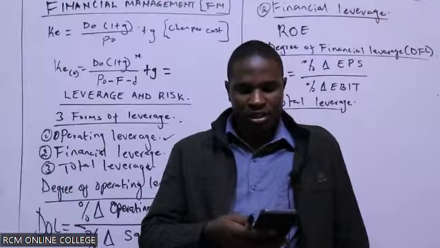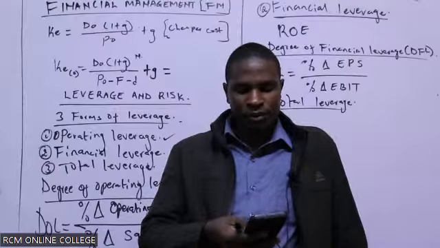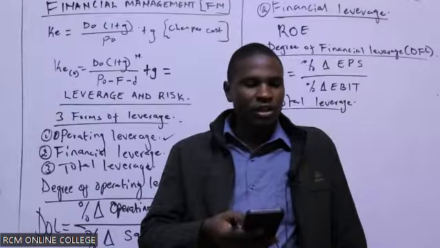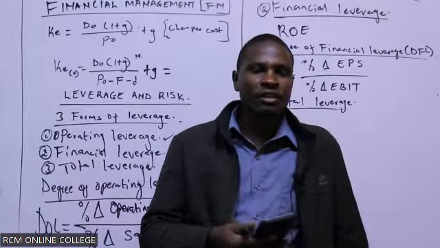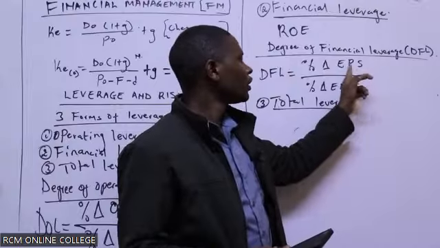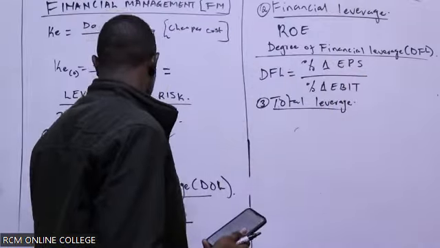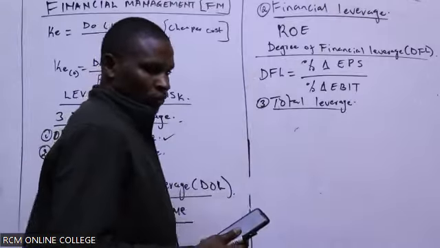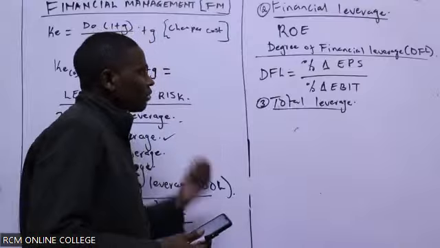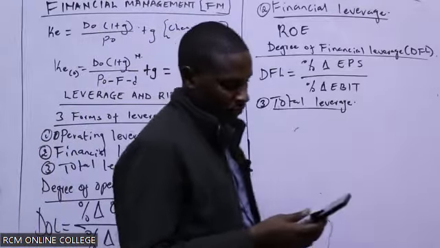to changes in sales. It measures the sensitivity of earning per share to changes in what? In sales. You see, now sales zilikuwa zinapatikana huku, so inajaribu combine. It measures the sensitivity of earning per share to changes in sale.